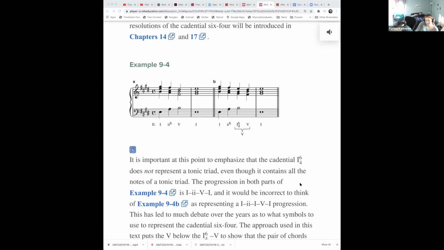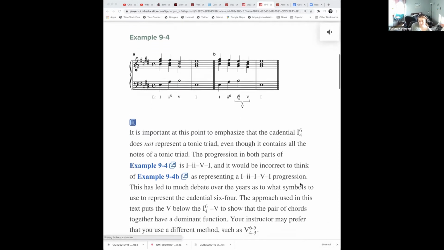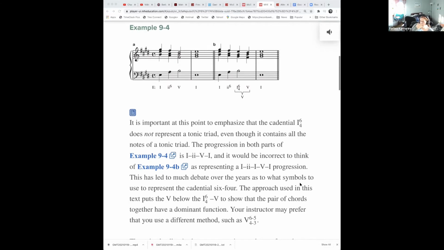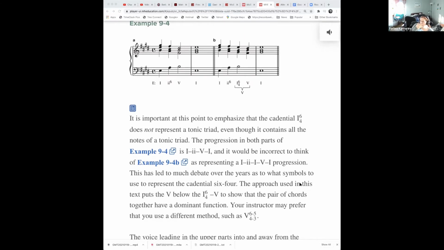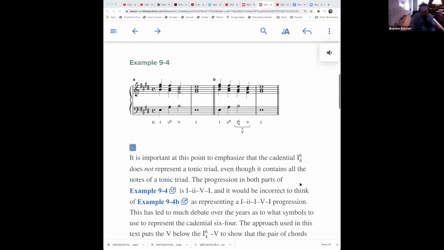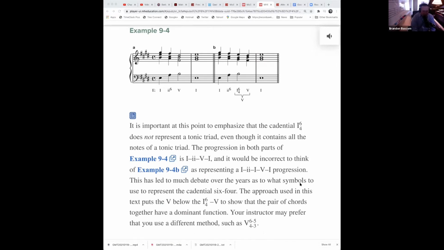The approach used in this text puts the 5 below the 1/6/4 to 5 to show that the pair of chords together have a dominant function. Your instructor may prefer that you use a different method such as 5/6/4 to 5/3. I really don't care. So it's a big debate that's been going on for years. Some people say you can't put that 1/6/4 there; you have to label it like this.